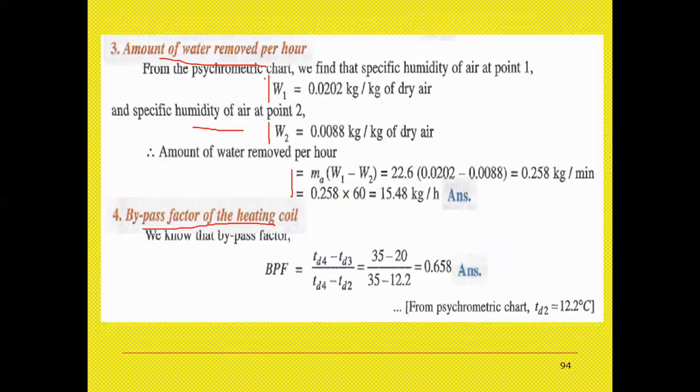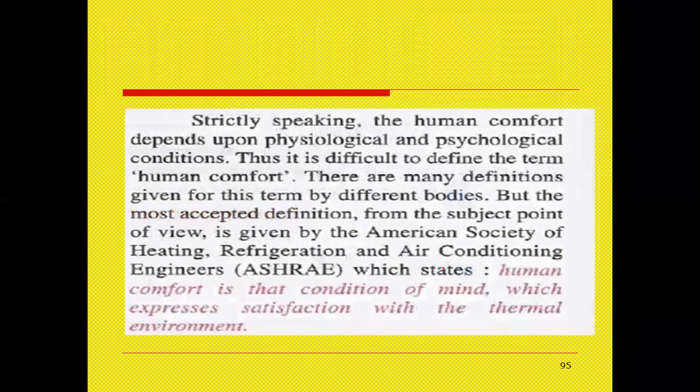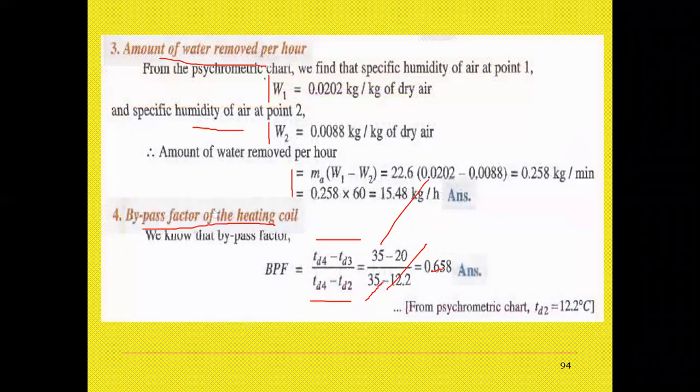Now the bypass factor of the heating coil, BPF. BPF is equal to TD4 minus TD3 divided by TD4 minus TD2. So 35 minus 20 divided by 35 minus 12.2. The value is this one. So till here we'll stop the class.